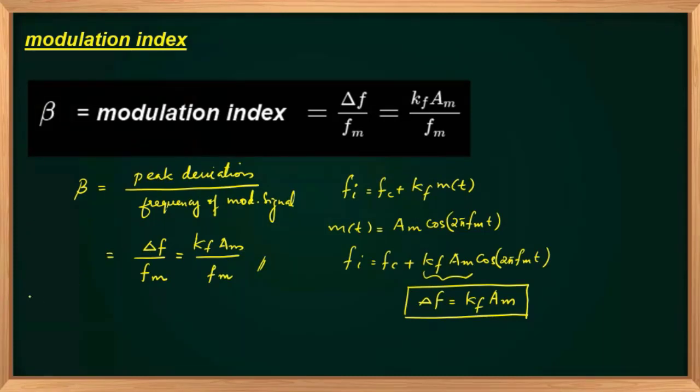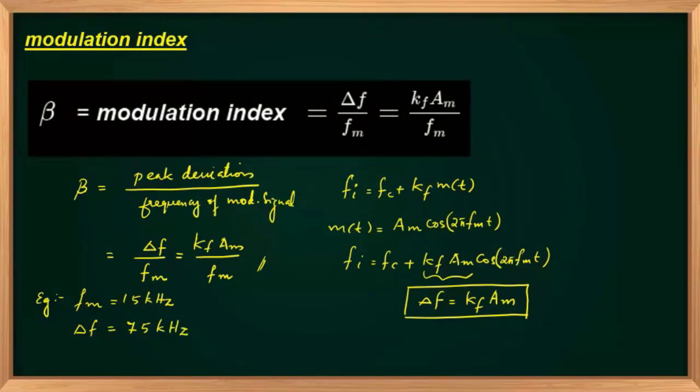Let us take an example. Consider a commercial FM broadcast, where the maximum modulating frequency is 15 kilohertz and the deviation is 75 kilohertz.